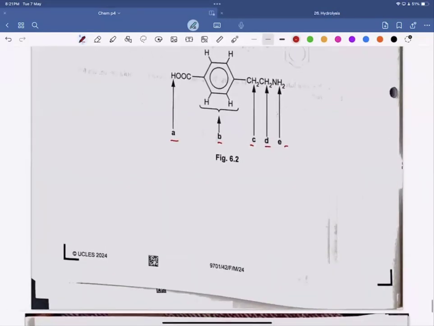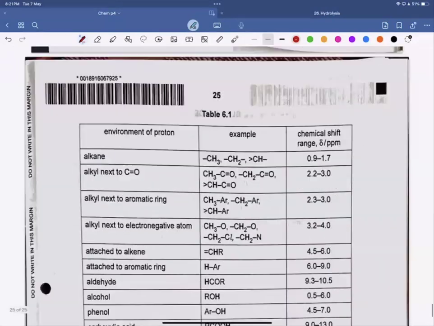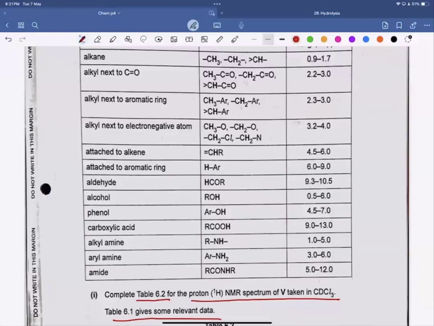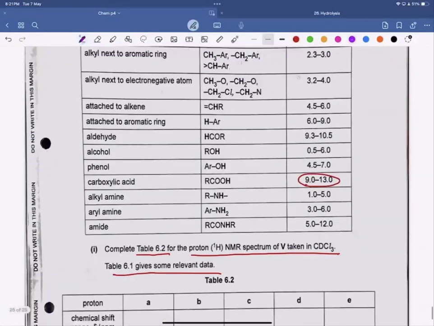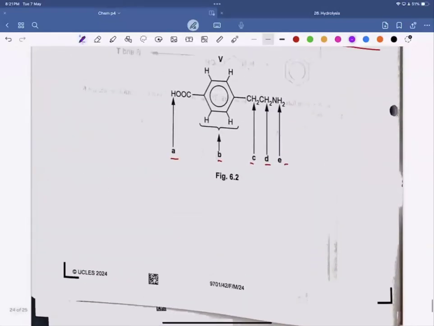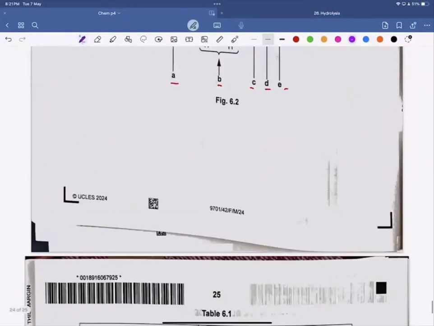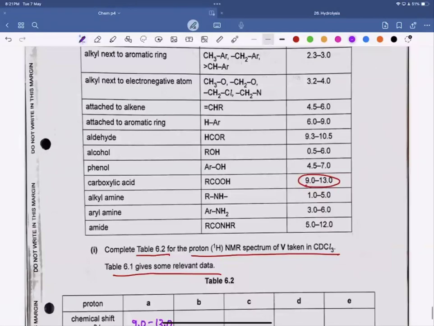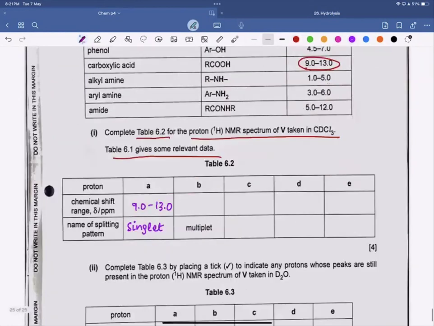For A, if you see, it's a carboxylic acid, right? So its range is going to be 9.0 to 13, right? And as it is bonded to oxygen, there is no splitting. So it is going to be a singlet. Is this clear? Now B, they have mentioned that it's a multiplet, but you see these are the hydrogens bonded on the benzene ring, so attached to an aromatic ring. So its chemical shift is 6.0 to 9.0.